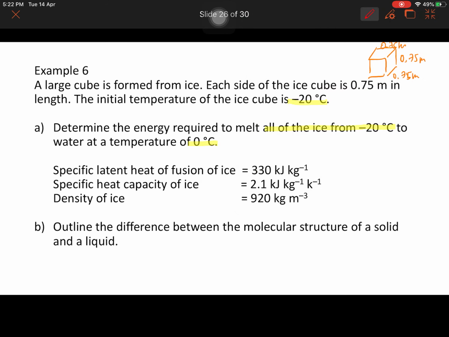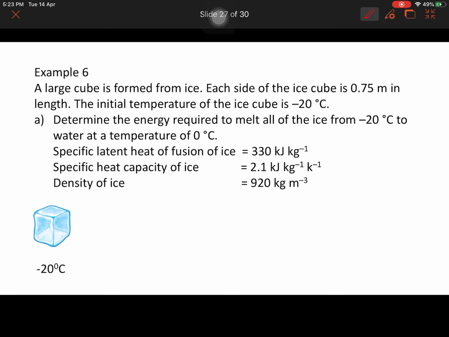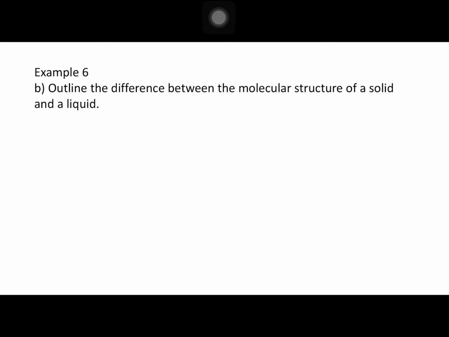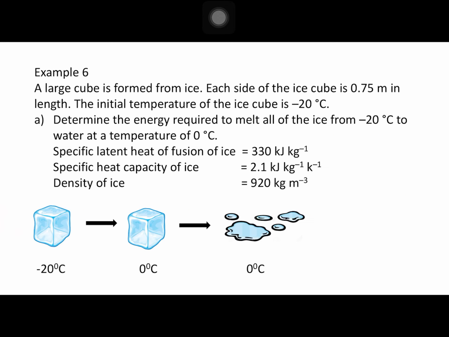Okay, so what do we do? Same thing, draw it out first. So you start off with solid at minus 20 degrees Celsius. What's going to happen? The first change will be change in temperature. So solid ice at 0 degrees Celsius. Then finally it melts at 0 degrees Celsius. So over here will be change in temperature, so mc delta theta. Over here change in state, so mL_F. So how do we find the energy required? The energy required will be mc delta theta plus mL_F.